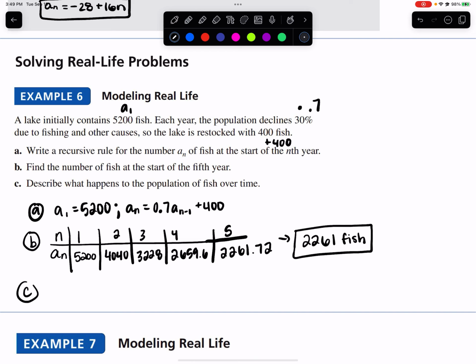All right, and then part C. So describe what happens to the population of fish over time. It's declining rapidly. I mean, even if you're adding 400, that can't make up for that decline. So declines rapidly with little help by adding 400.